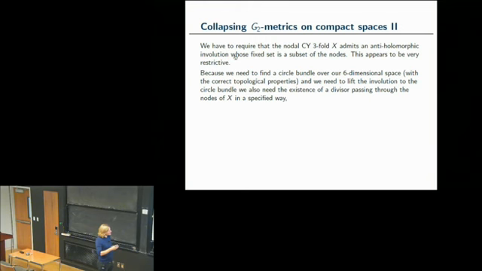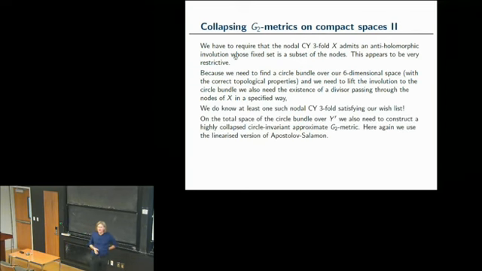But we also need to find an appropriate circle bundle, and we need to lift the involution to the circle bundle, then we will also need the existence of a divisor that passes through the nodes of X in a specified way. So we do know at least one such nodal Calabi-Yau threefold. I will not describe it today, but if you want a description, then Johannes is the best person to ask. So now, as a result of this, we will be able to, on the total space of the right circle bundle over a sort of punctured version, or take away the special Lagrangians, construct a highly collapsed circle invariant approximately G2 metric, essentially again by using this linearized version of Apostolov-Salomon.